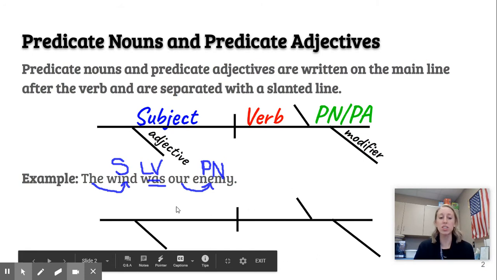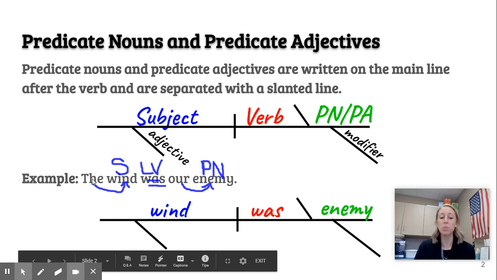Okay, so we always start with the subject on the very far left-hand side on that main line. So we would put the subject wind there, and then we put our verb, which is was. We separate it from the predicate by this slanted line. So enemy will go on the far right-hand side of this diagram.